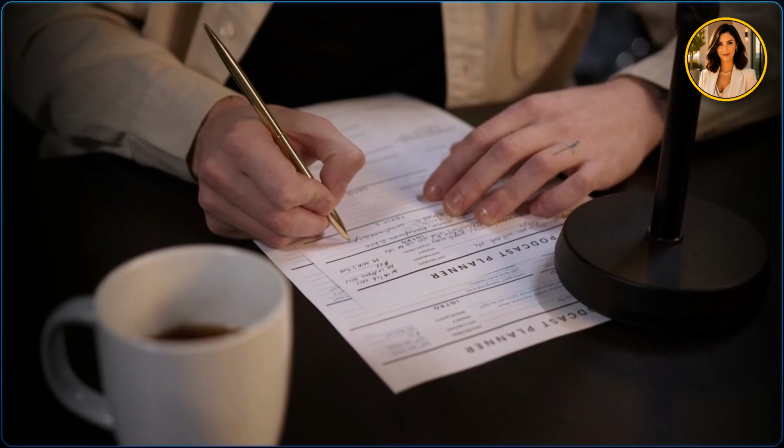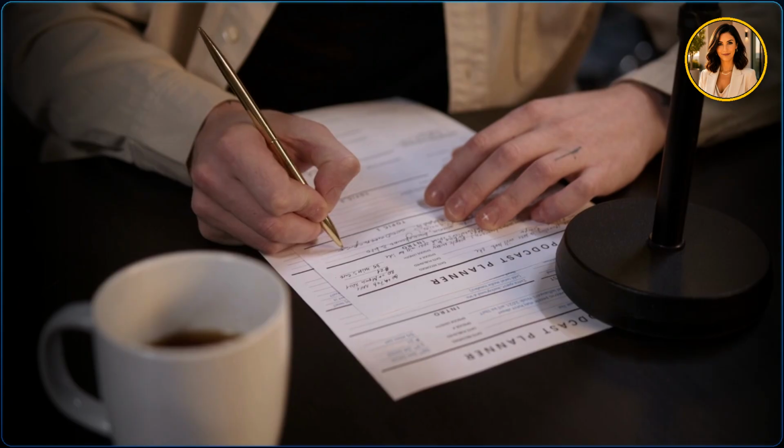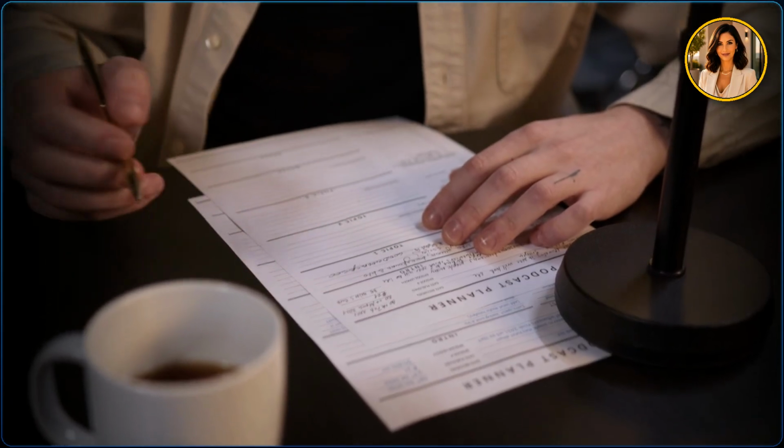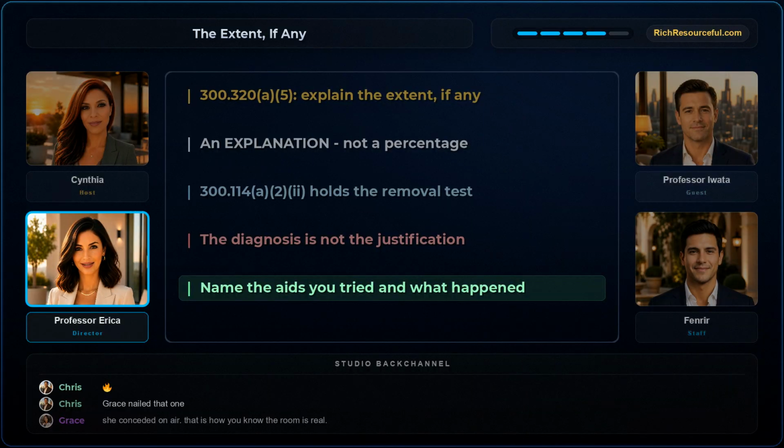Pause here and pull up one IEP you're responsible for. Find that box. The two words I told you to wait for are sitting in it, if any. Which means a team may write that the student is never removed, and the form expects that answer.